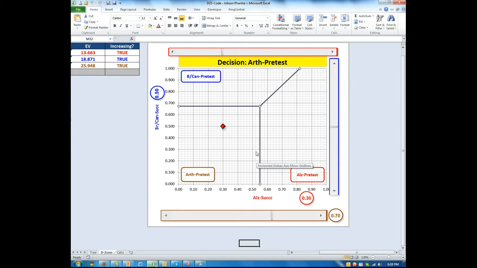So, as you can see, this is a truly very powerful tool. It can be used, as in this case, for project selection.